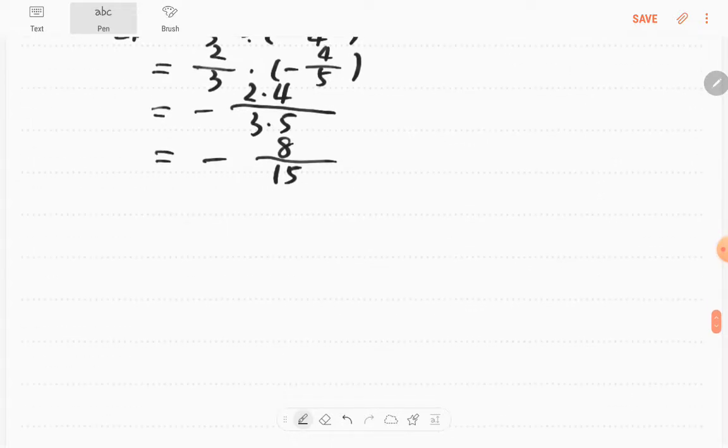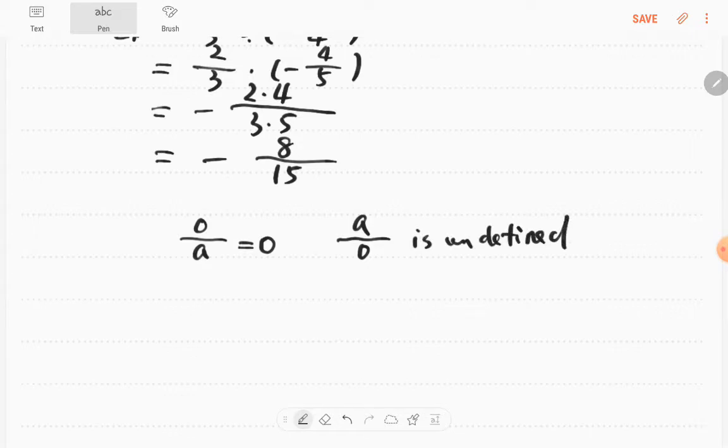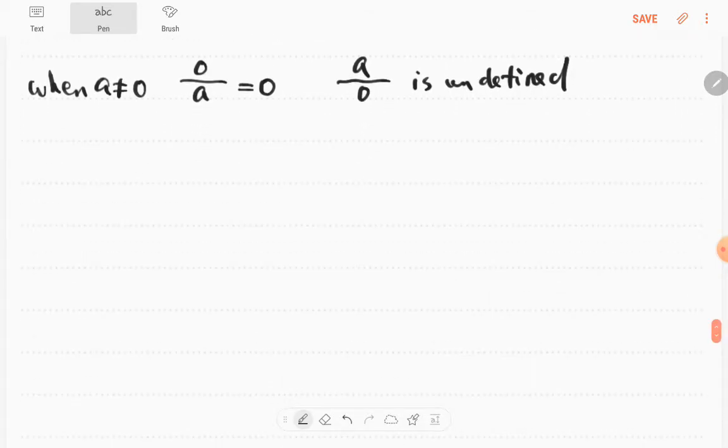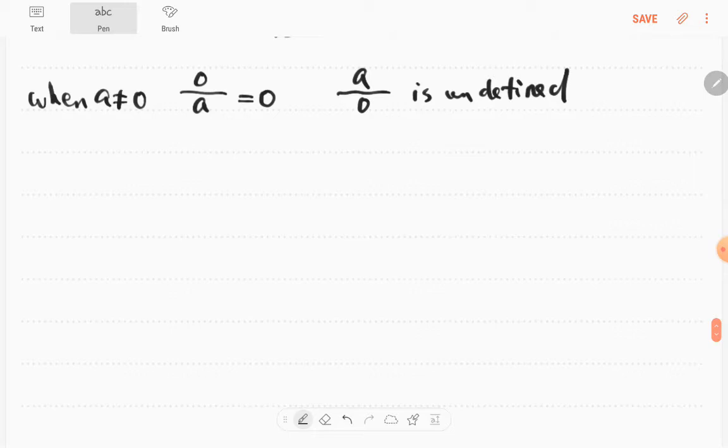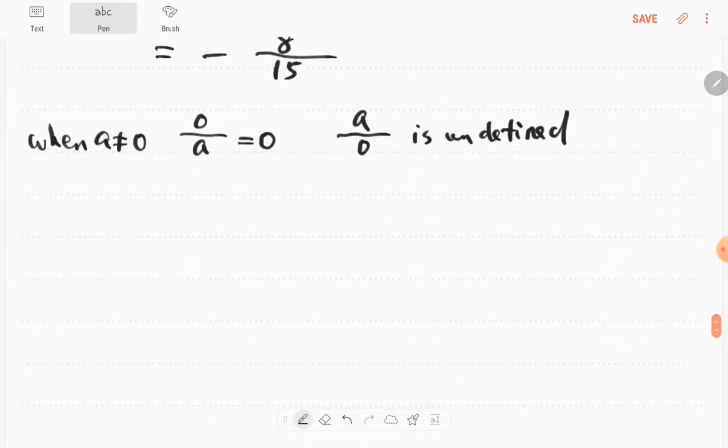And for the division, we have this property. 0/a is equal to 0. Of course, a/0 is undefined when a is a non-zero number. When a is not equal to 0, 0 divided by a is equal to 0, and a divided by 0 is undefined for all real numbers.